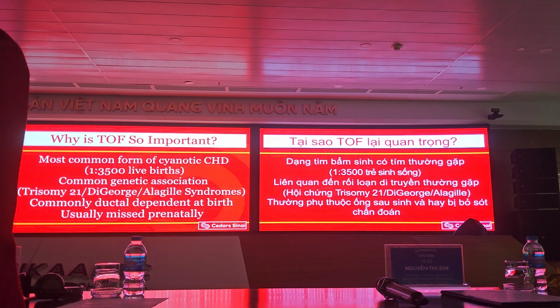Tetralogy is important because it's the most common form of blue baby, or cyanotic, heart disease, in one out of 3,500 babies. There are often genetic abnormalities, either Down syndrome, DiGeorge syndrome, or other syndromes such as Alagille. It's often dependent upon the ductus. If there's significant pulmonary stenosis, then you're ductal dependent. And if you think the baby may be ductal dependent, then of course you want the baby to be delivered at a place where you can start prostaglandin, and ideally where you do not need to transfer the baby after the baby is born.